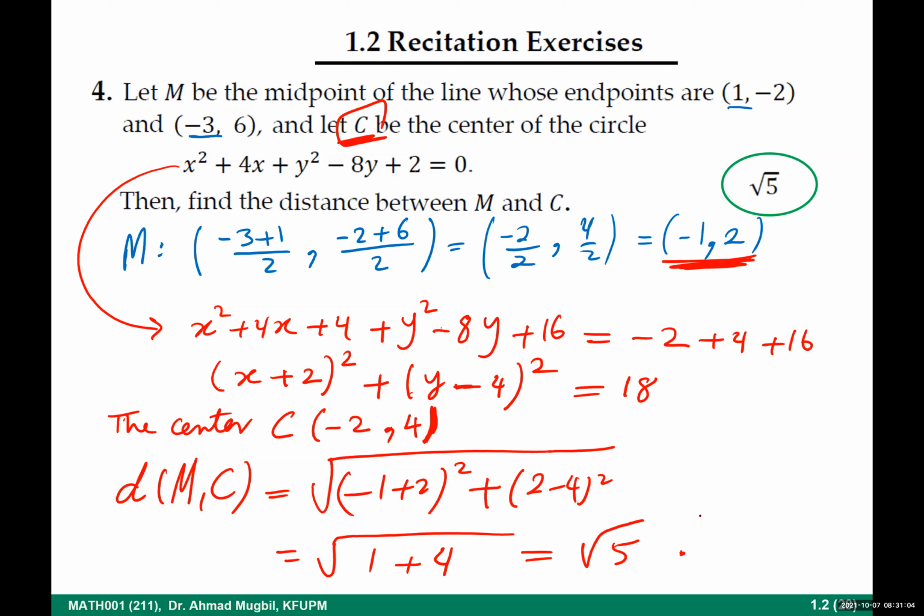Okay, again, this is a very nice question because it contains three ideas in one question. How to find the midpoint, how to find the center, how to find the distance between 2 points.